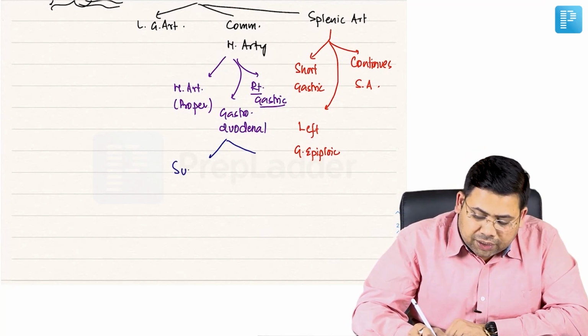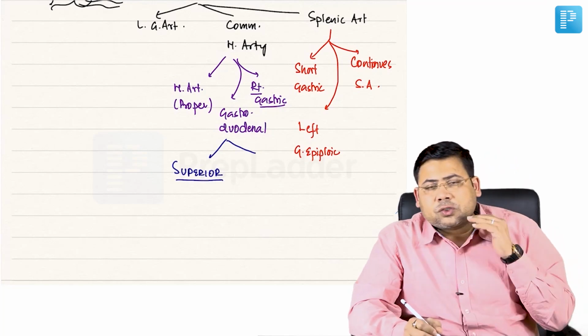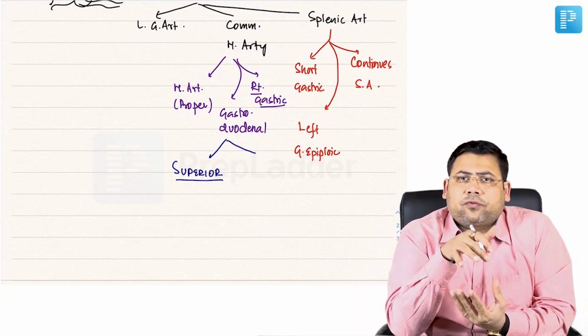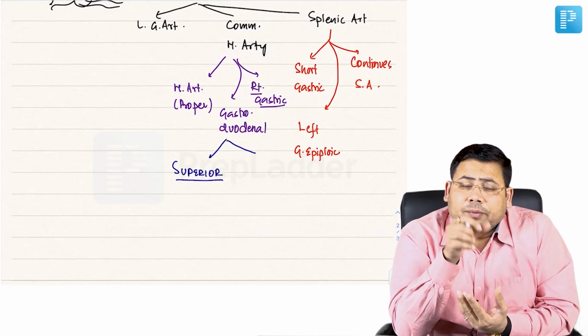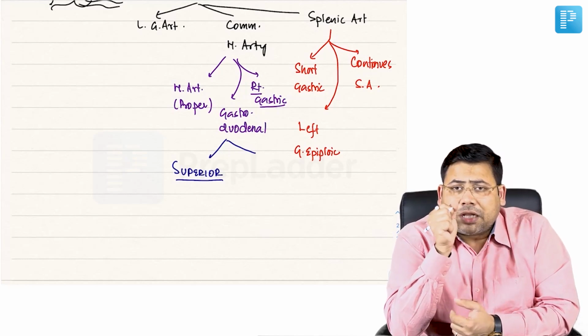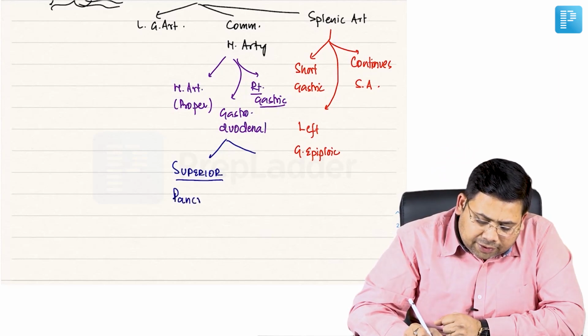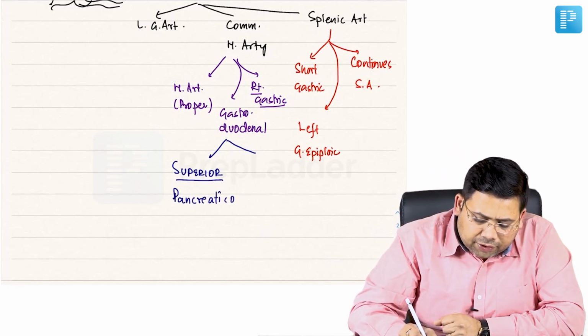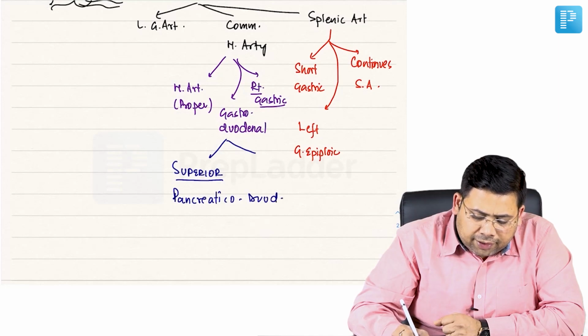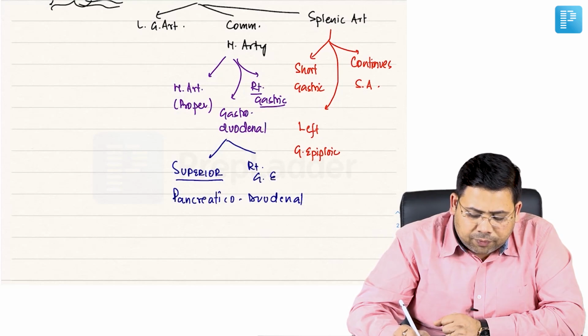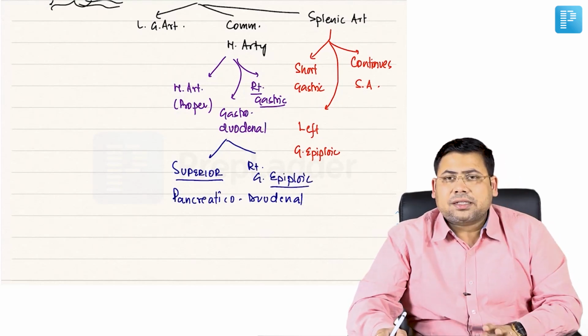One is your superior pancreaticoduodenal. The superior pancreaticoduodenal is going to form a pancreatic siphon with the help of the inferior pancreaticoduodenal, which is a branch of the SMA. And yes, we have the right gastroepiploic artery. So this is how the cascade is.